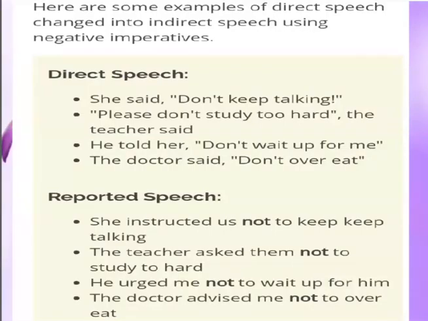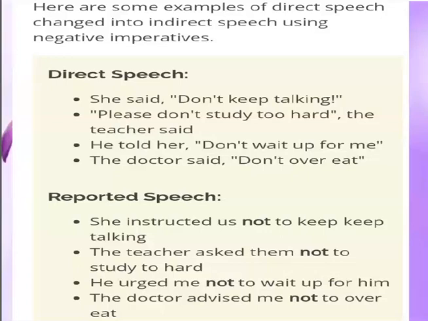Now here are some examples of direct speech changed into indirect speech using negative imperatives. She said, "Don't keep talking." Now the reported speech we have, she's passing an instruction to you. She instructed us not to keep talking. The next one: "Please don't study too hard," the teacher said. That's a request. So you choose the right verb for it. The teacher asked them not to study too hard.